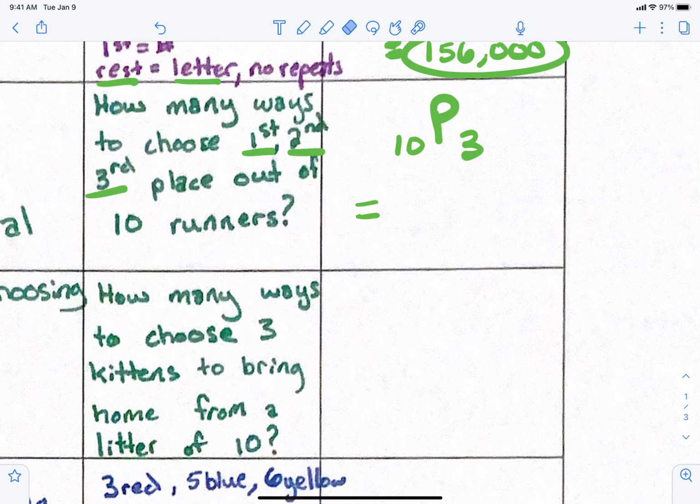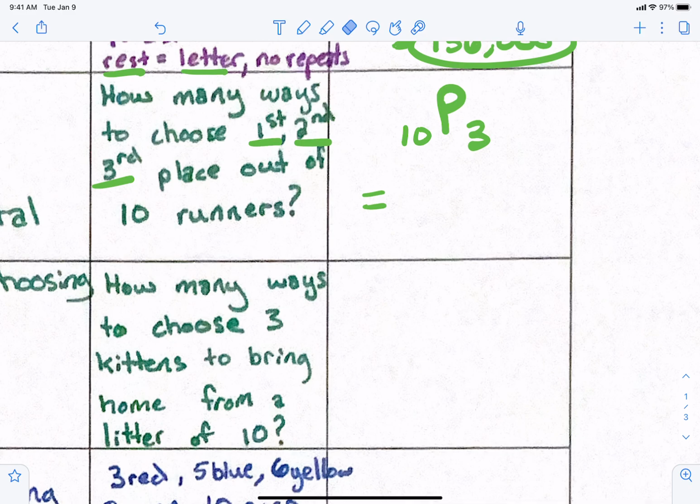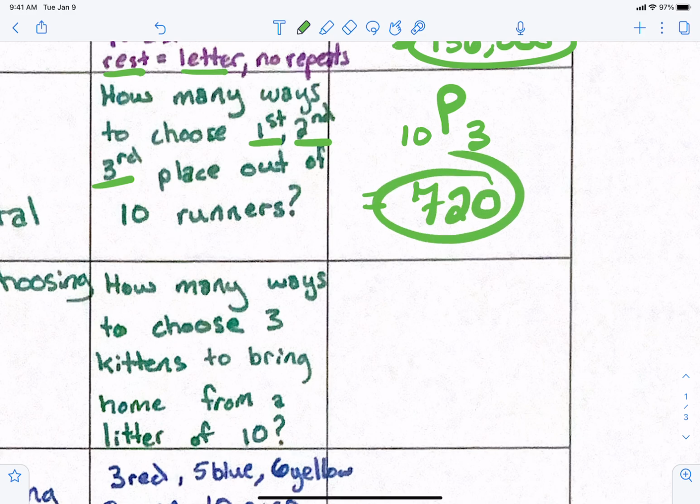So math button, go over to PRB, go down to nPr. That's where your factorial stuff is and all that good stuff. How many options do I have? 720. 720 different ways of choosing first, second, third place out of 10 runners, as long as they're equal.